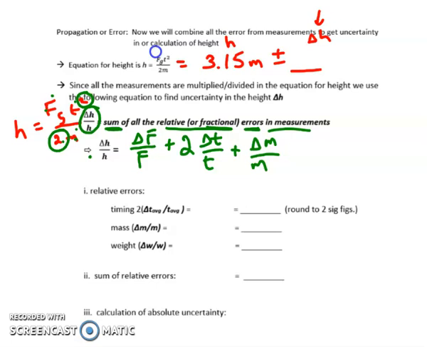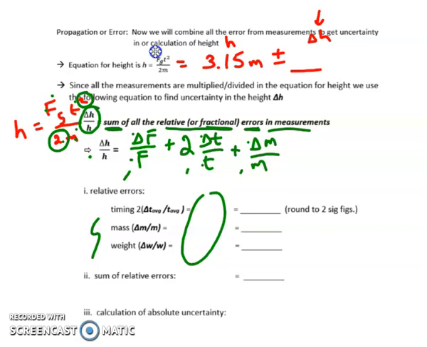All right, now I have to put in the values for each of these. This often comes up: where do I get these values? Where do I get delta F? Where do I get F? Delta t, t, delta m over m? Well, I go back to my data table. So what I want you to do down here is put in the actual values and do some calculations.